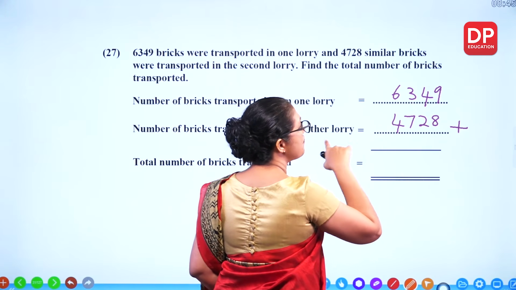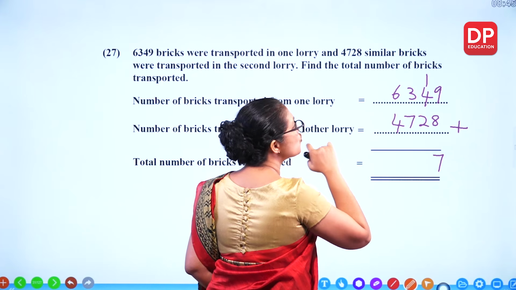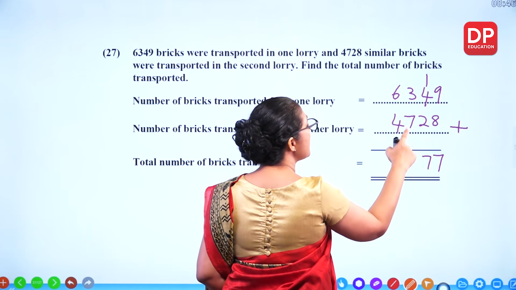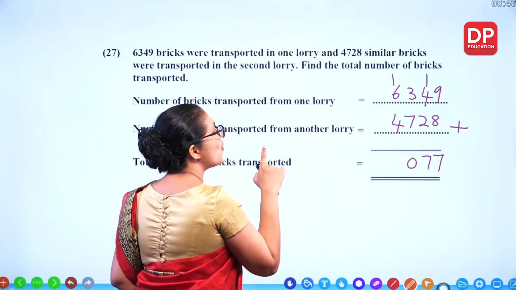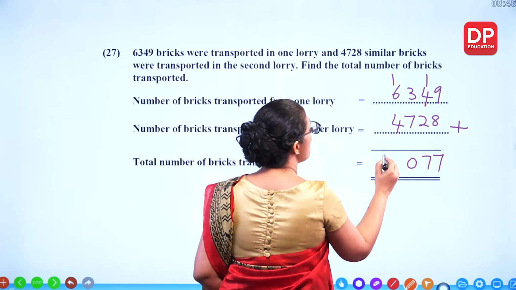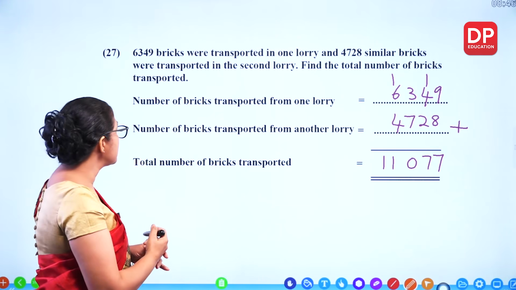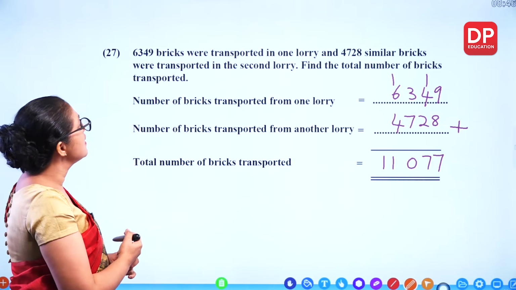9 plus 8, 17. Take 1 there. 4 plus 2, 6 plus 1, 7. And 3 plus 7, 10. Take 1 there. 6 plus 4, 10. 10 plus 1, 11. 11,077 bricks transported here.